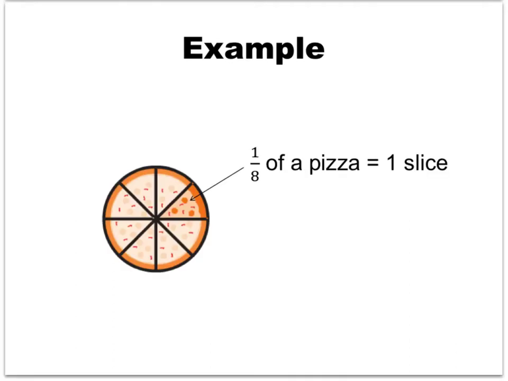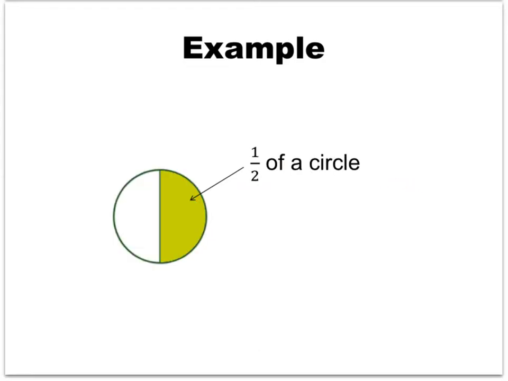So let's give a couple of examples. Let's take the statement 1/8 of a pizza. This 1/8 means that we're going to divide the pizza into 8 equal pieces. So here we've got 1, 2, 3, 4, 5, 6, 7, 8. And so 1/8 of the pizza equals 1 slice of that pizza. Let's take the statement half of a circle. Here the whole is the circle. 1/2 means we're going to take that circle, divide it up into 2 equal pieces, and then one of those pieces equals 1/2 of the circle.